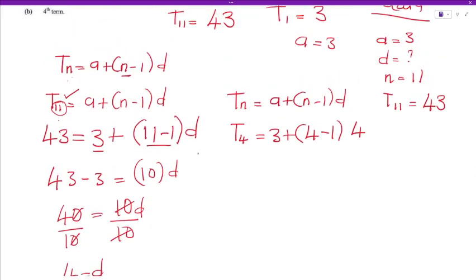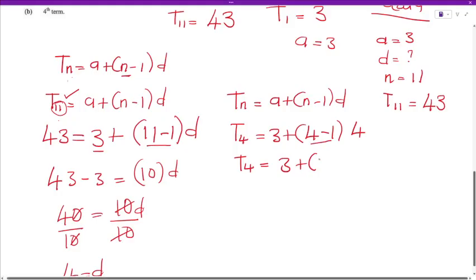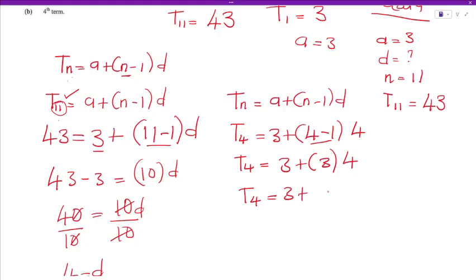So we're going to say term number 4 is equal to 3 plus 4 minus 1 gives us a 3. Close bracket. And then we're going to say times the 4 outside there. So T4 will be equal to 3 plus 4 times 3, that is 12. So meaning the fourth term is 15.